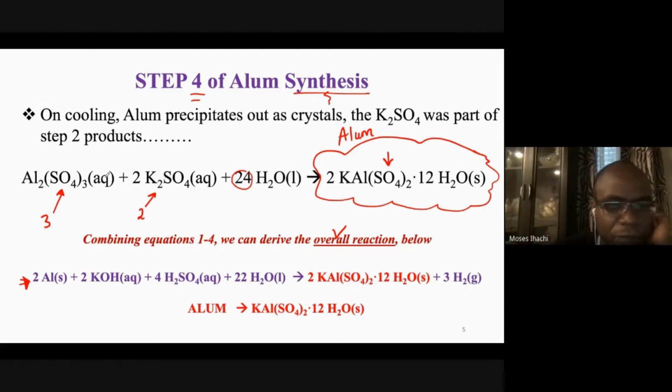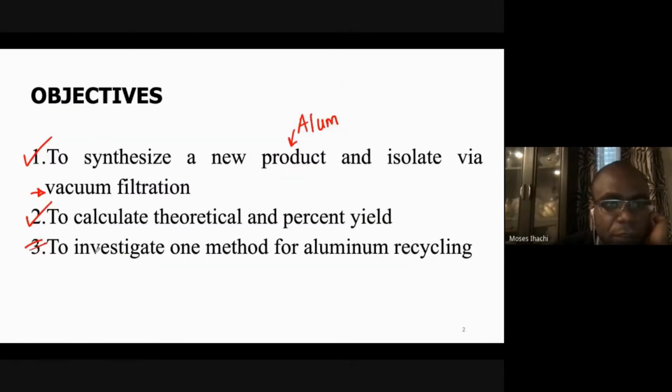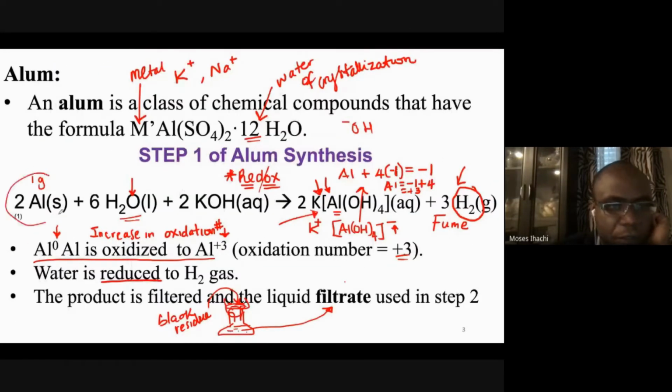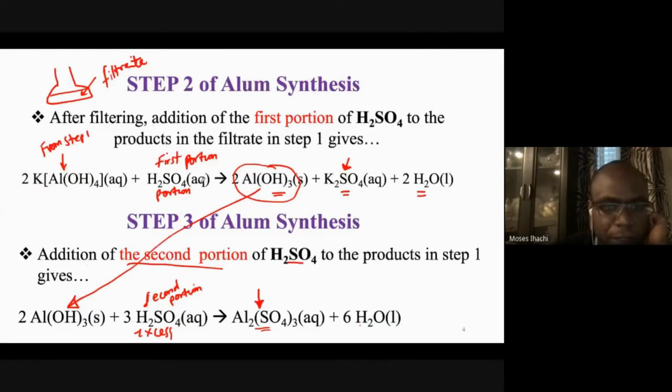Remember, step 1, we used 2 portions of aluminum and 2 portions of potassium hydroxide. That's step 1. If you've forgotten, let me take you back. So step 1 used aluminum, potassium hydroxide. So we've accounted for those 2. Let's see what next we have.